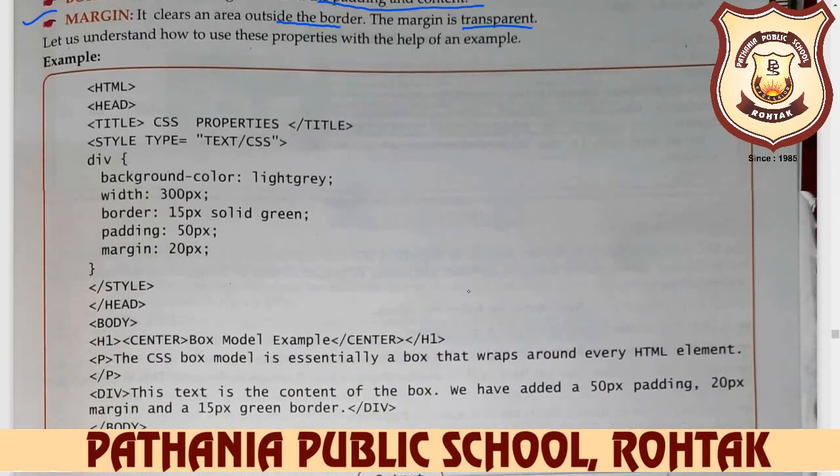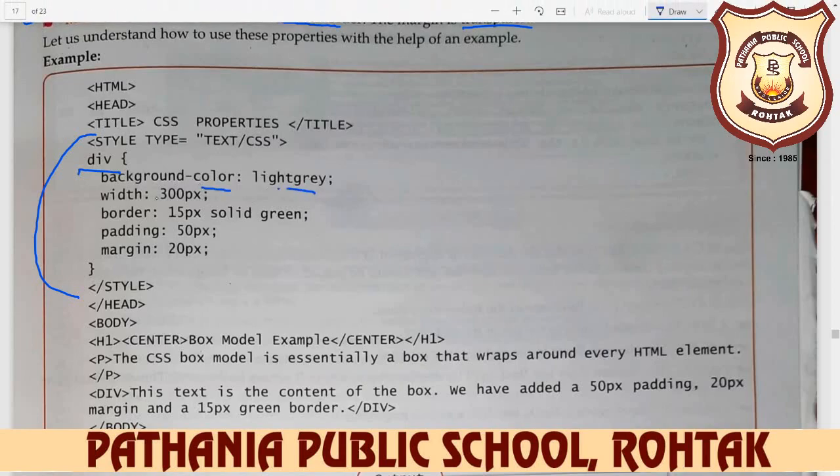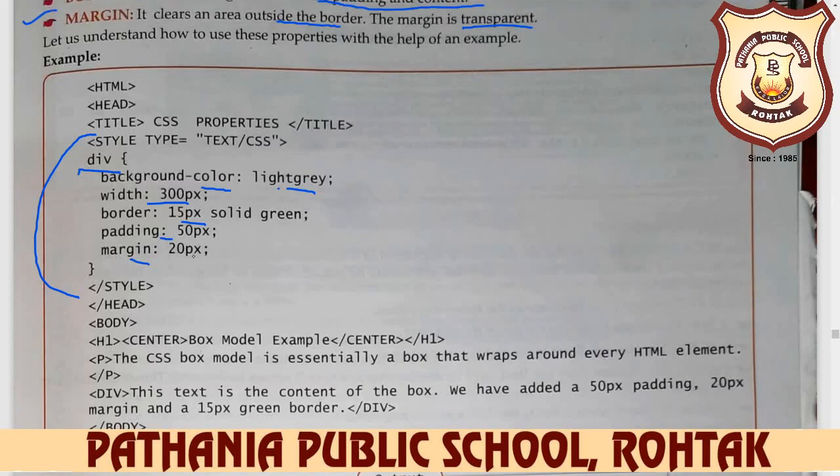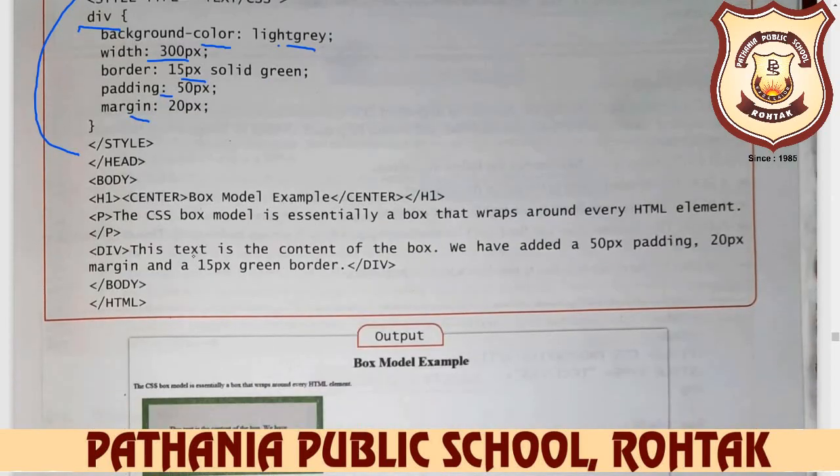So you see an example here. First you write down your HTML, head, and title. You see the important part is here. We use the style tag here. This is your embedded style sheet we use in the head section. Style type is equal to text/css. Then we use a div, and in the div we use background color light gray, width, border, padding, and margins, and then we close the style tag here. After that we again use the div tag for this paragraph, and we close the div tag here.